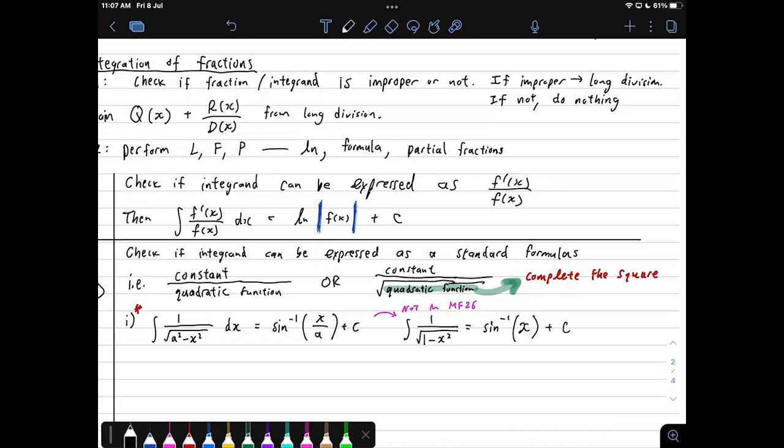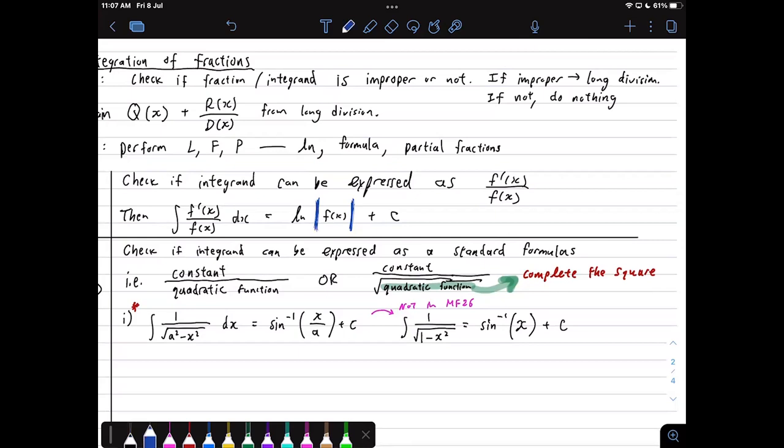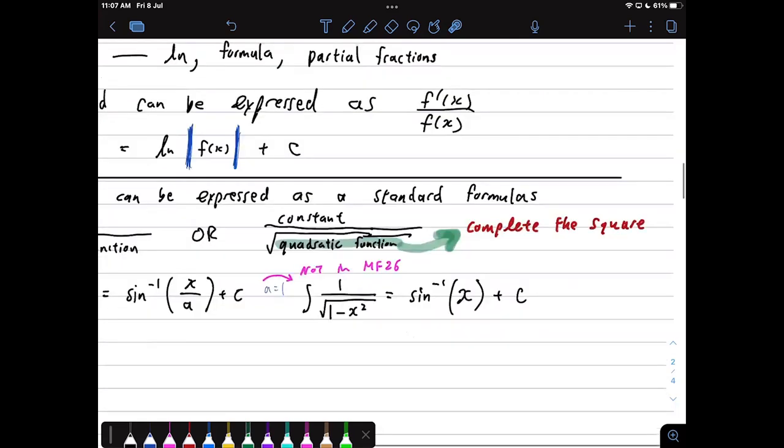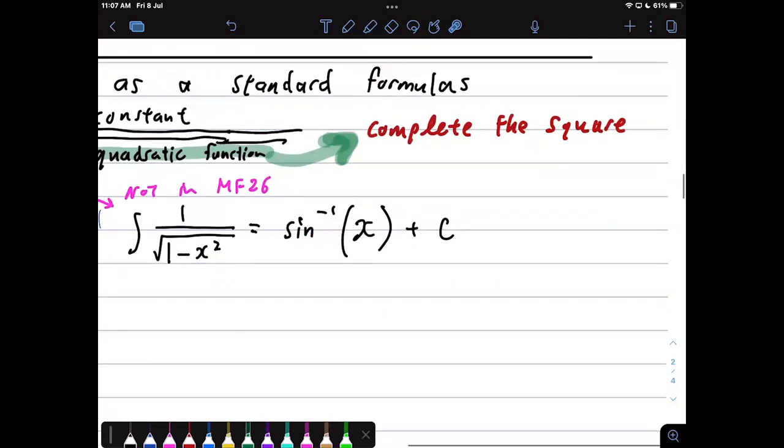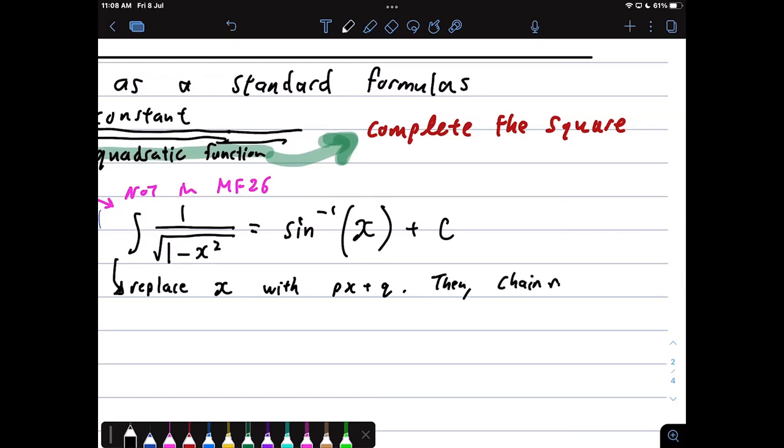Maybe I should write this down. Okay, sub a equal to 1 over here. Can see? A bit small. So 1 squared is of course just 1. So x over a is just x over 1. You get this simplified formula. And then you can generalize this into replace x with px plus q. Then the chain rule tells me that you have to divide by p.